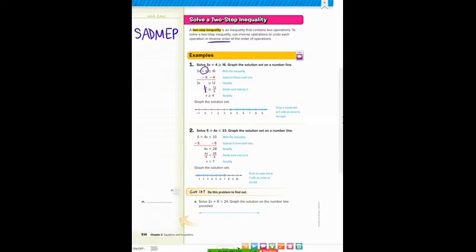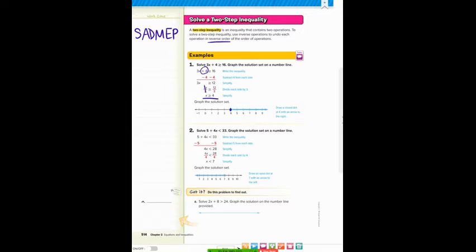Then you're going to divide 12 divided by 3, and that equals 4. Bring down your variable x and your inequality symbol. Here's our solution. X is greater than or equal to 4. Next, we need to graph the solution set on a number line.